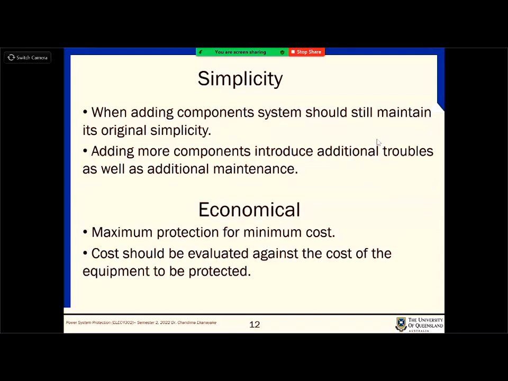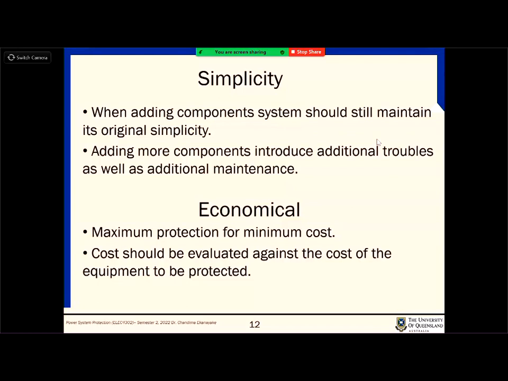What is simplicity then? Simplicity is that you have to make it as simple as possible. Reduce the number of components associated with the protection system. Why? When you introduce one extra component, that component could fail, or it could introduce some delays, right? A lot of things. So it's better to have the system with a minimum number of components, right?